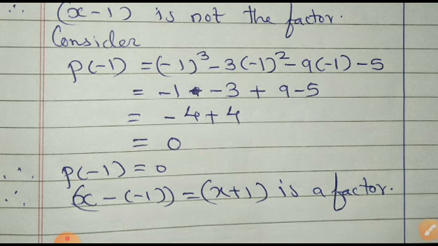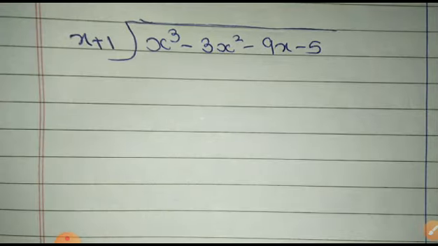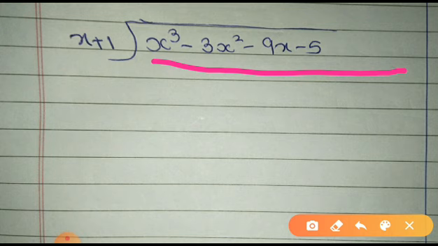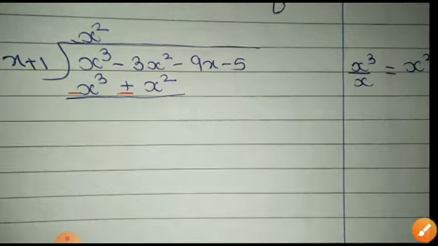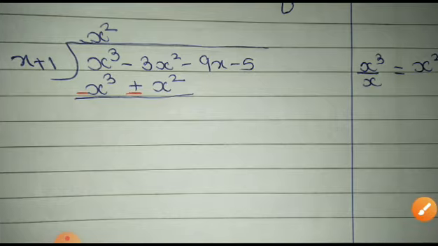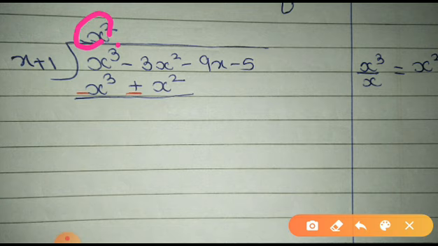To find the other factor, what to do? That polynomial should be divided by x plus 1. Okay. So again, our usual method: check whether it is in descending order. Now first term divided by first term. So will I get it as x square? So x square should be written here. X square into x, it is x cube. And x square into 1, it is x square.